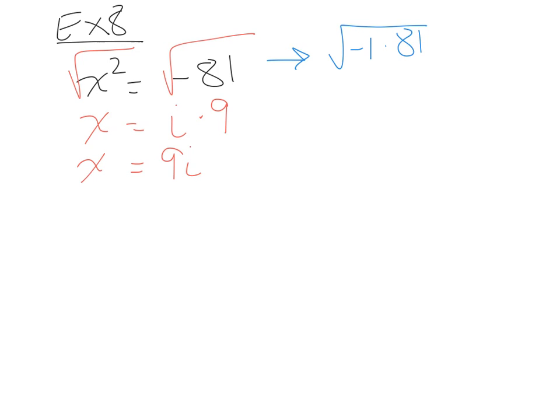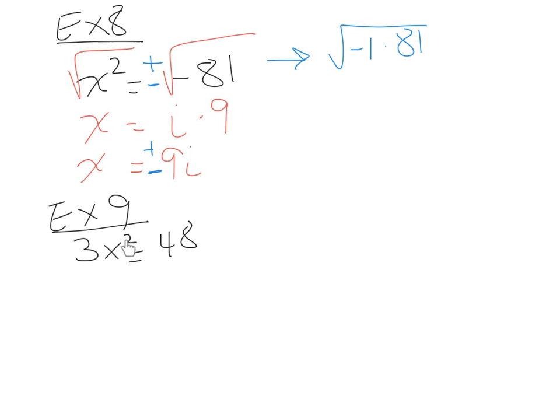x equals 9i. And don't forget, when you use this, we have to use that plus or minus thing. So that translates here, plus or minus 9i. Maybe we have room for example 9 here. Example 9 says 3x squared equals 48.